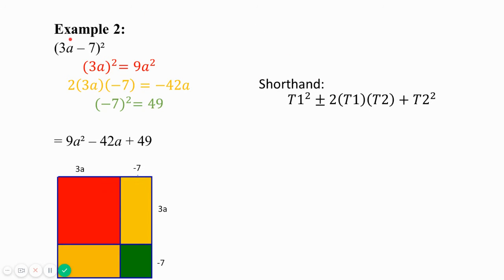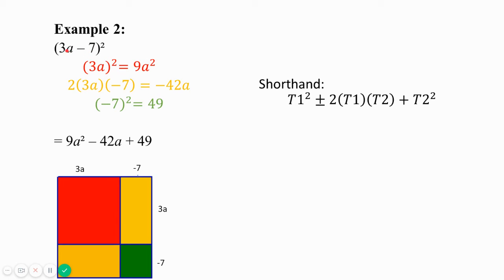So here's another example: 3a minus 7, all squared. It's a binomial because there are two terms, and it's been squared. Instead of writing it out, we can just say it's the first term squared, with 3a squared is 9a squared, plus or minus twice the product of the two terms.